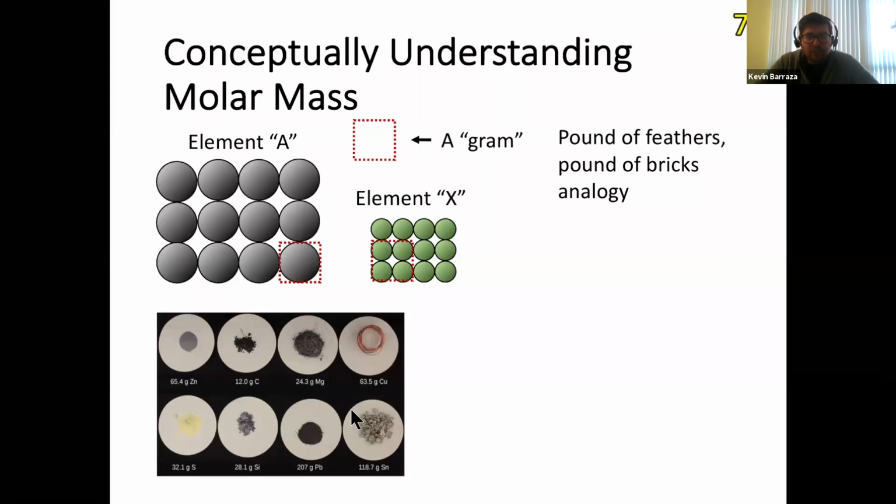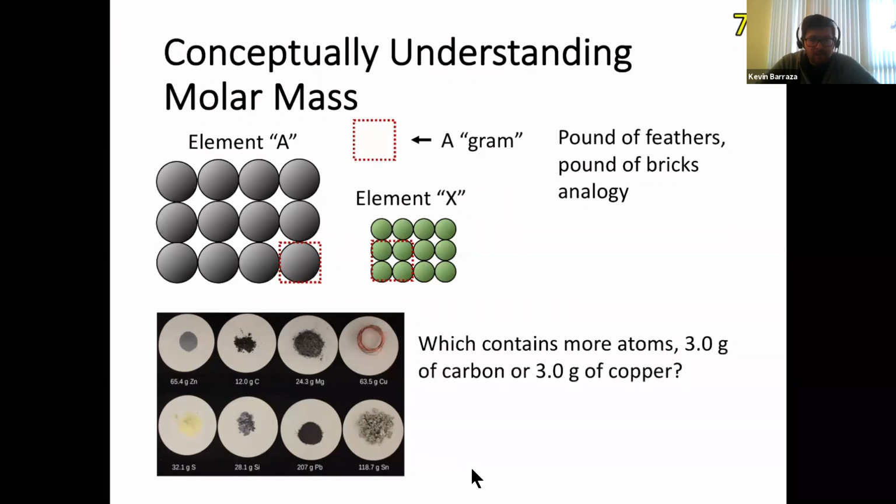So this is why each element has its own specific molar mass, because their particles are different, in this case, masses, though it's analogous to sizes. They're different masses, and so we would need a different amount in order to count a mole of particles. And so with this, if this is making sense, we could answer this question: which contains more atoms, 3 grams of carbon or 3 grams of copper?